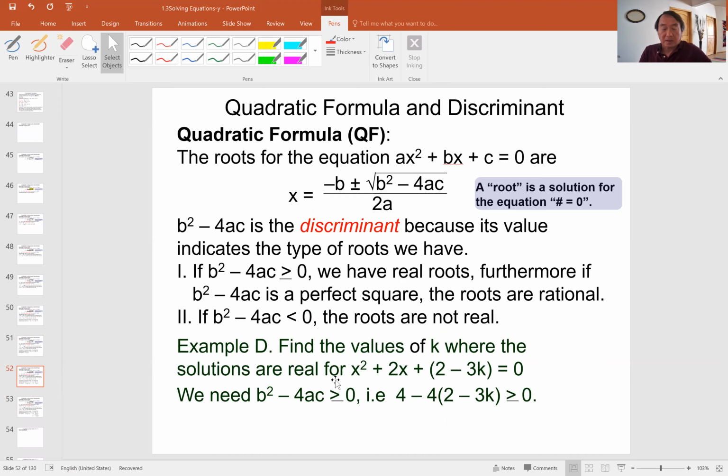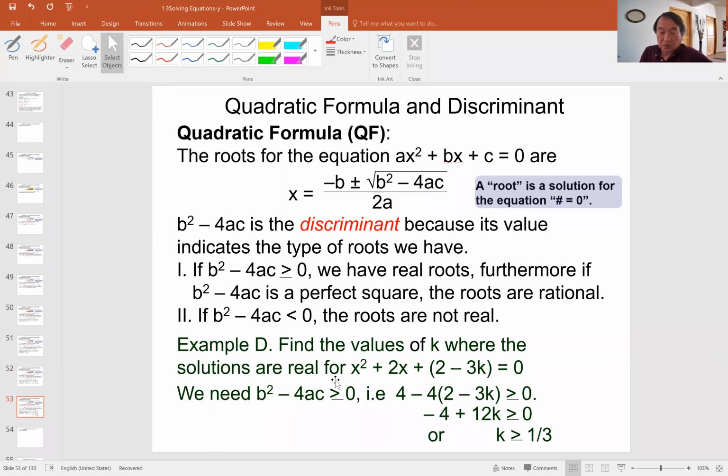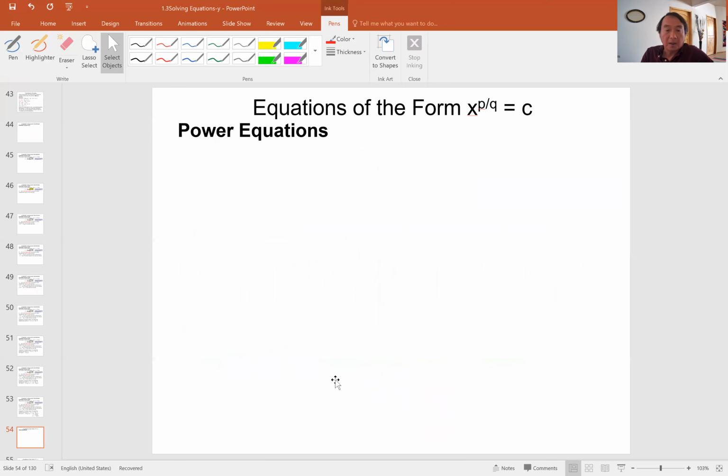And here are just examples that use these rules and solve a little inequality. I'll let you read about it and solve for the number k in order for the equation to have real answers. Power equations.